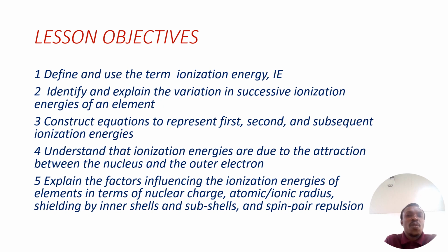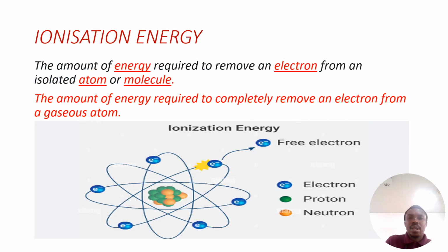Explain the factors influencing the ionization energies of elements in terms of nuclear charge, atomic or ionic radius, shielding by inner shells and subshells, and spin pair repulsion. So please, I want us to listen attentively and get the best out of today's lecture. So we're starting with ionization energy.